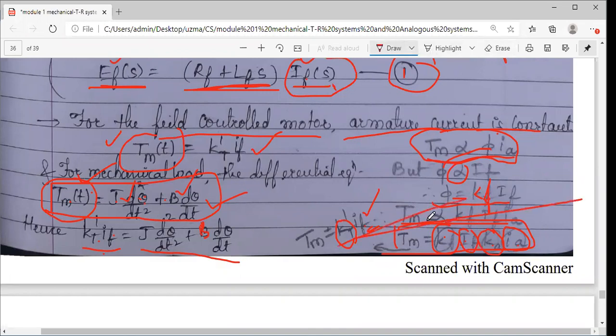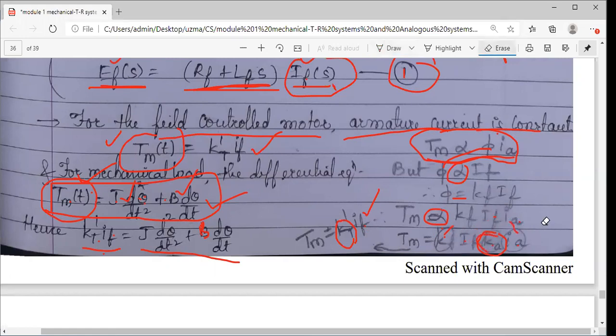Fine. Now again, if I remove the proportionality sign, I have to add one more constant. I think I have added Ka. You can add any suffix, no issues. Just to resemble these F and A, I have added those. So it is Kf as it is, IF as it is, this proportionality constant is Ka, and this IA as it is.